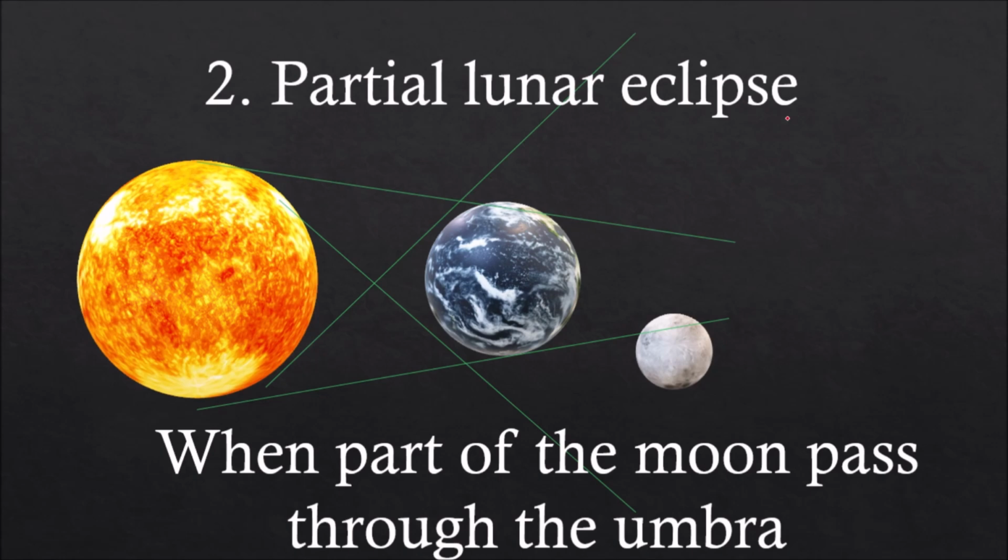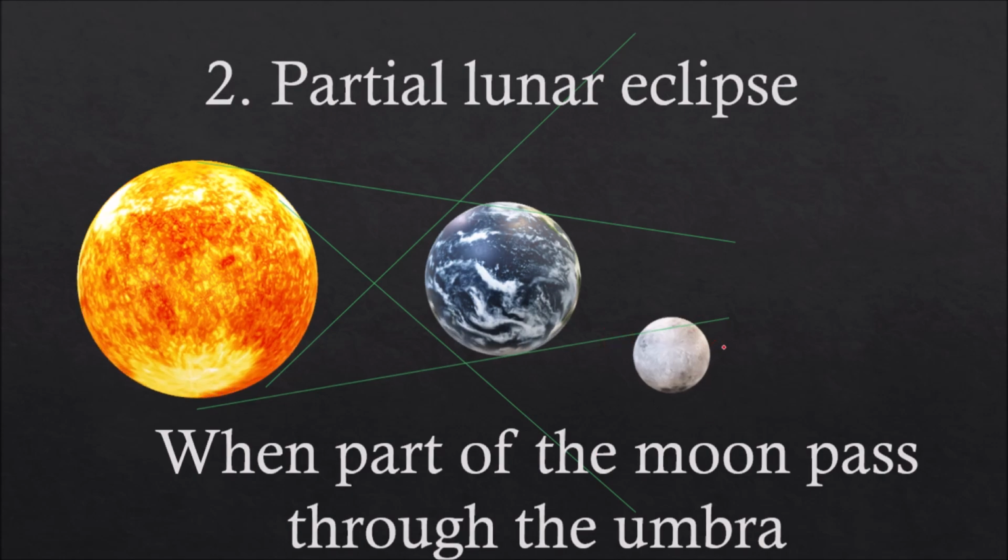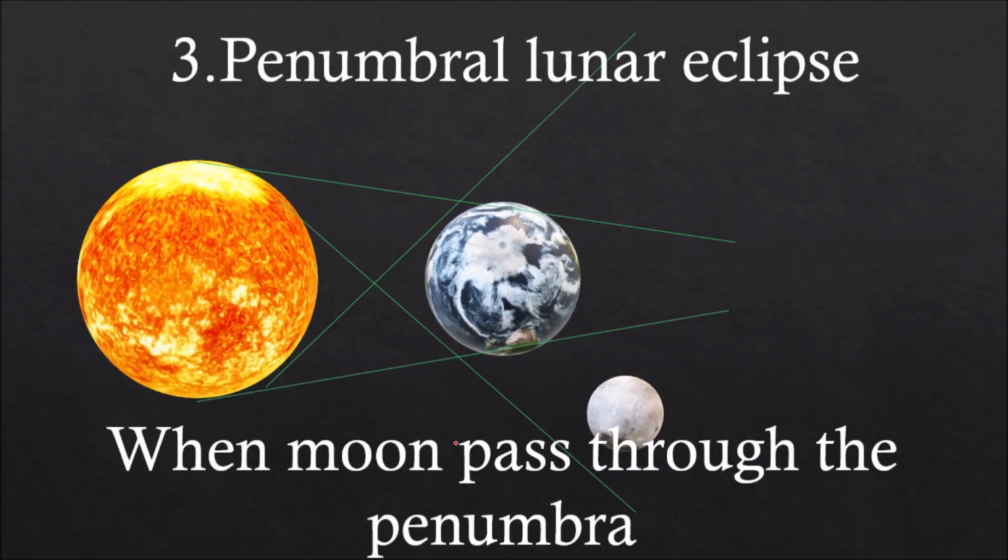Next, we have the partial lunar eclipse. When only part of the moon passes through the umbra. This is the umbra, and this is only a part of the moon passing through the umbra. Next, we have when the moon only passes through the penumbra. As you can see, it passed through it, but it still hasn't entered the umbra.